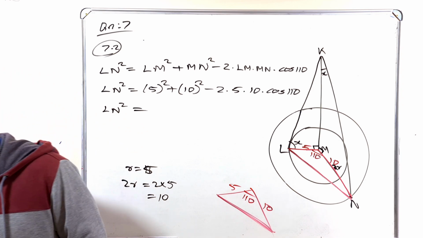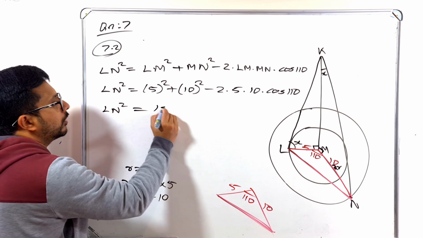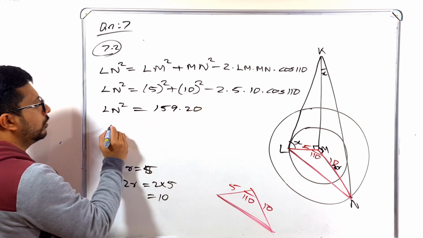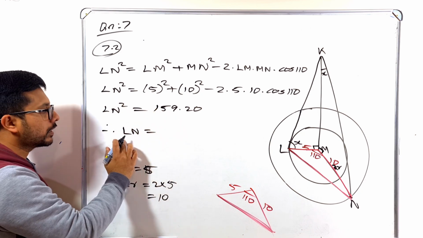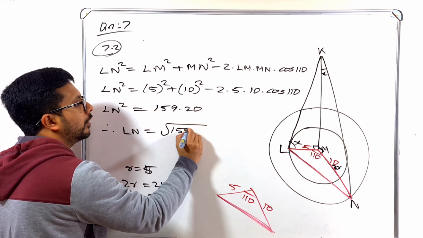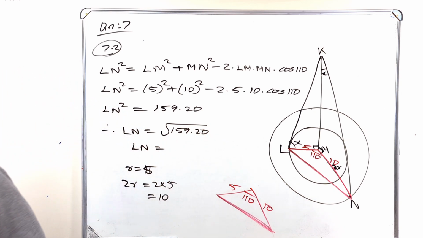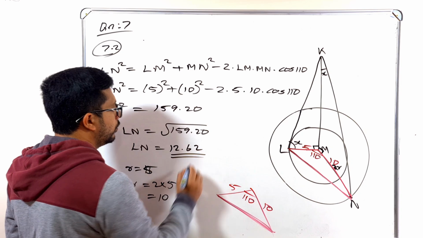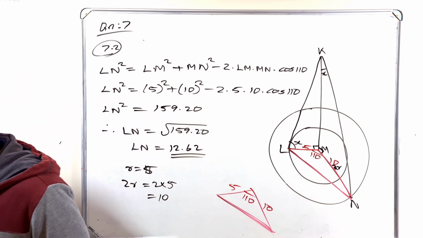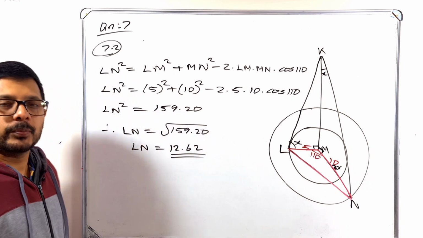In your calculator you will get 159.20. So what is LN? LN square is this one. So what is LN? Square root of 159.20. So LN is equal to, take your calculator, try to find, 12.62. So it means that the length of LN is 12.62. That is question number 7.2.